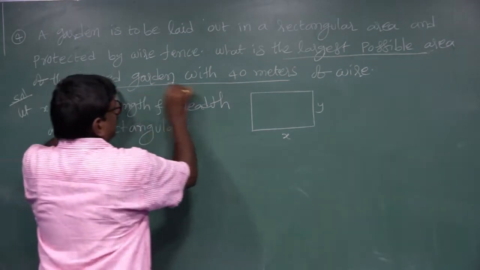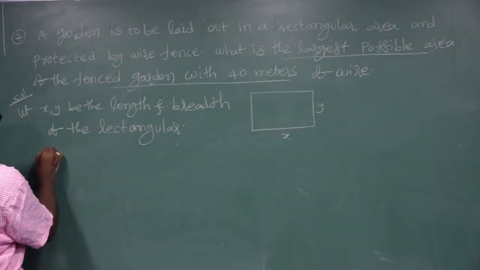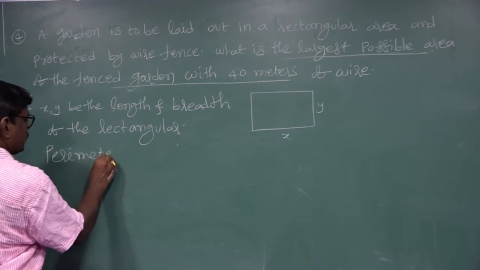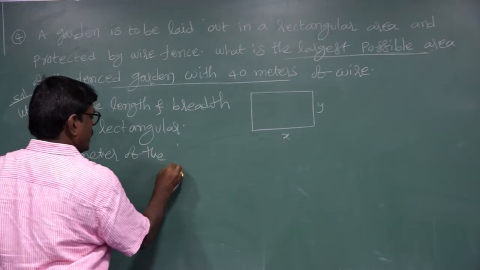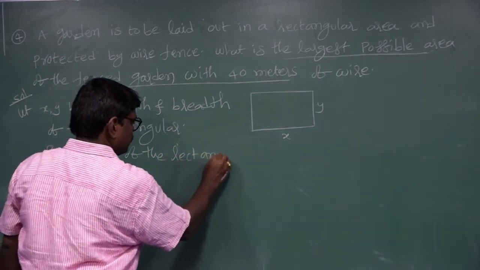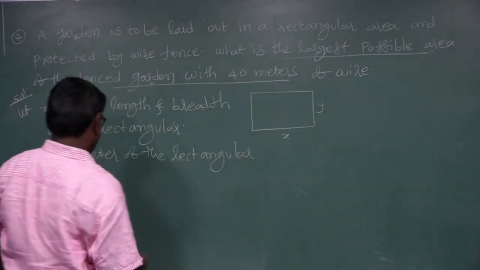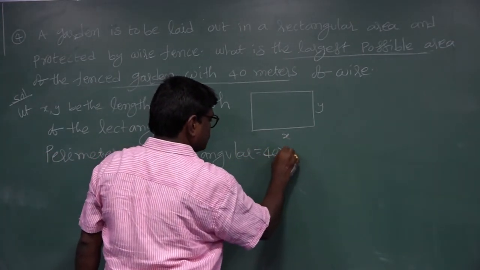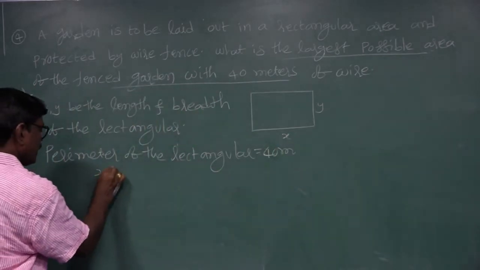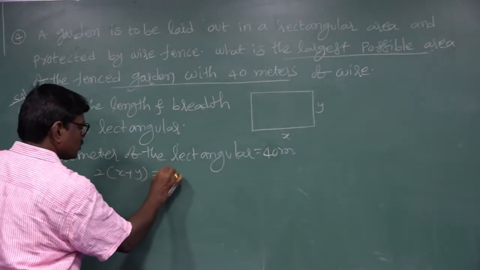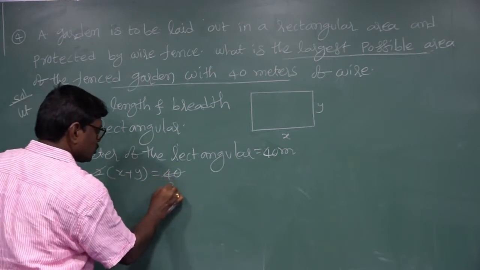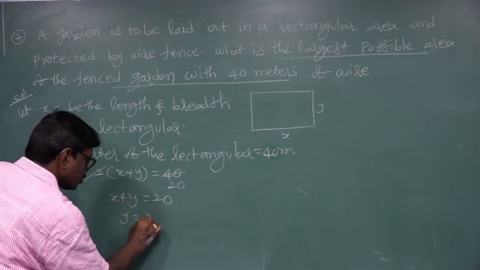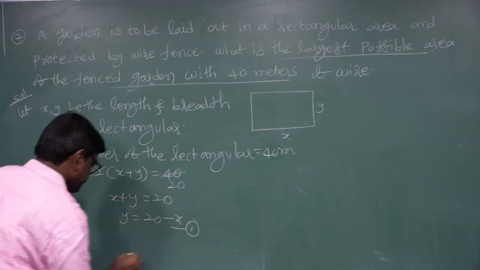Next, the perimeter is 40 meters. Perimeter of the rectangle is equal to 40 meters. 2 times (x plus y) equals 40, so x plus y equals 20, y is equal to 20 minus x. Equation 1.